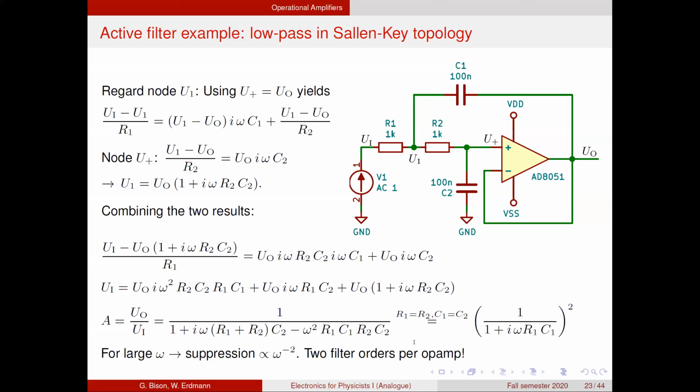Yeah. And that's about the best you can do. So if you want to construct a filter which has a higher order than 2, you would cascade more and more Sallen-Key stages.